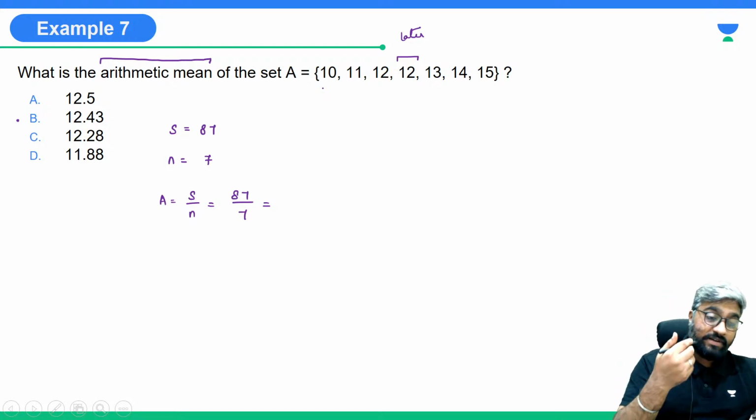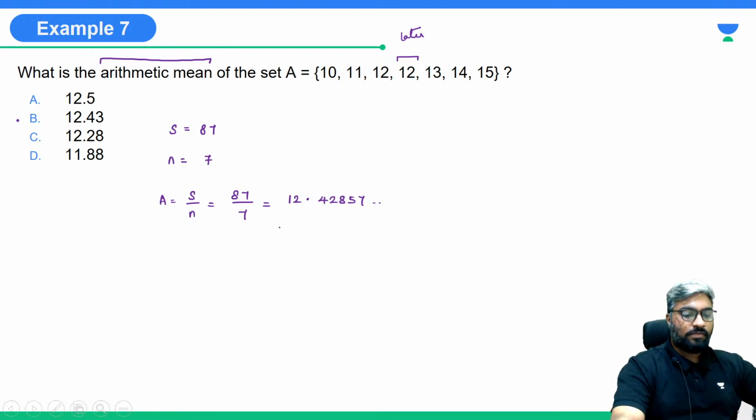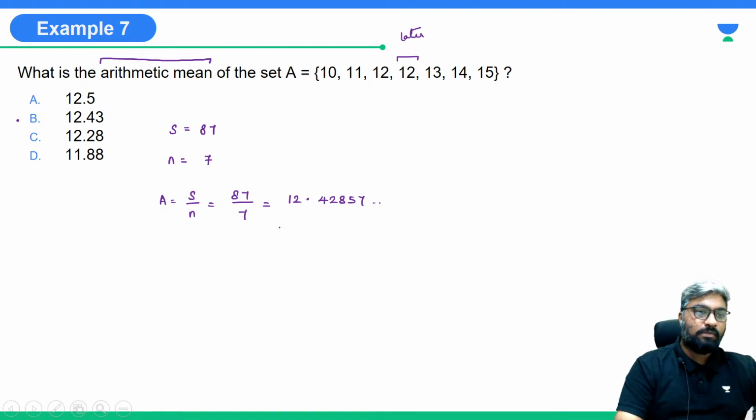हाँ सॉरी, या 77 में 11 सोच रहा था, नहीं करेक्ट. सो 7 into 12 is 84. 84 मतलब 3 बच गया. 3 by 7 is 12.42857 and so on, right? Yes guys, so we have answer to be 12.43 approximately. This is how we would normally do it. This is your standard way of solving this, ठीक है.